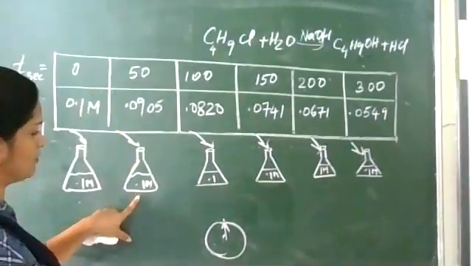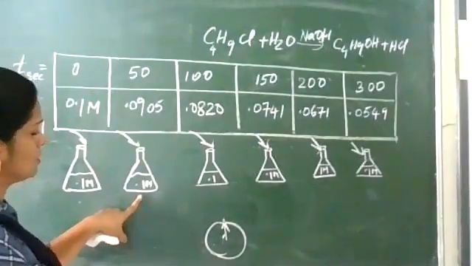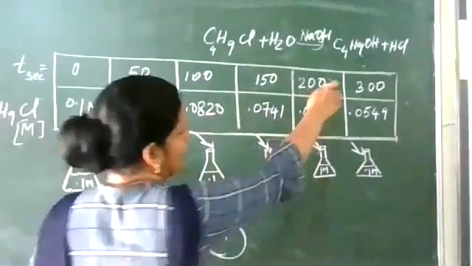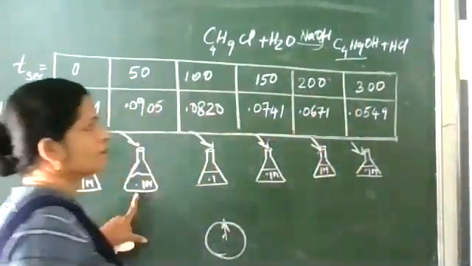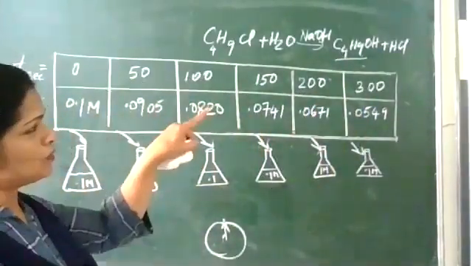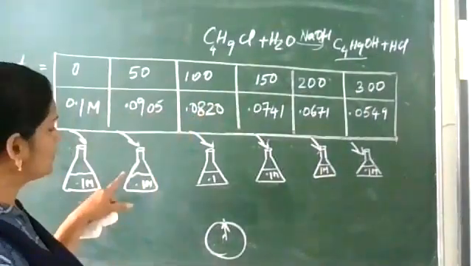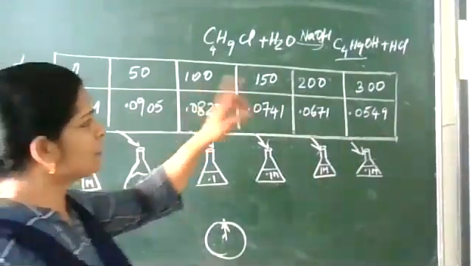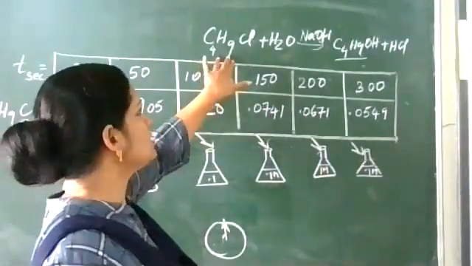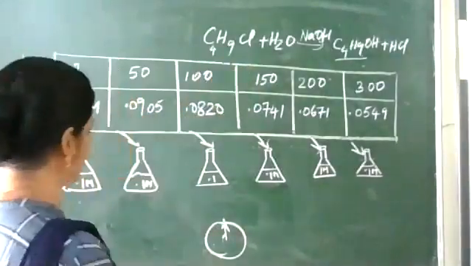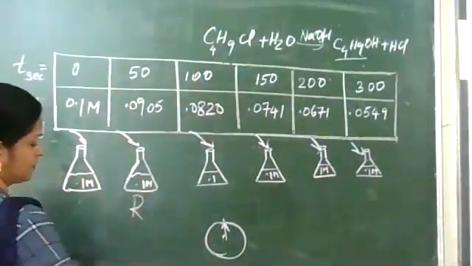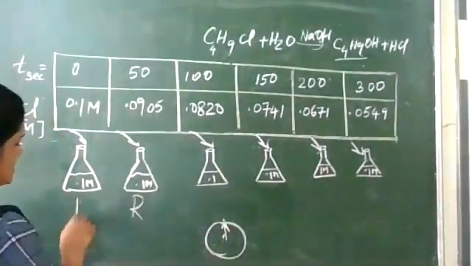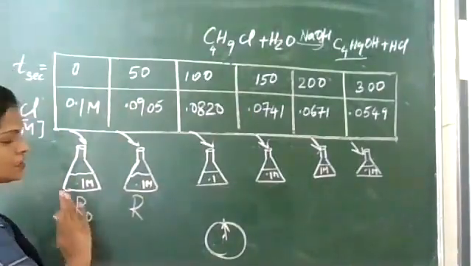you check one and find out the amount of that alcohol. You can find out the amount of alcohol, or using that you can find out how much reactant is left over. That is R. How much reactant is left over? This is R naught, the initial concentration.